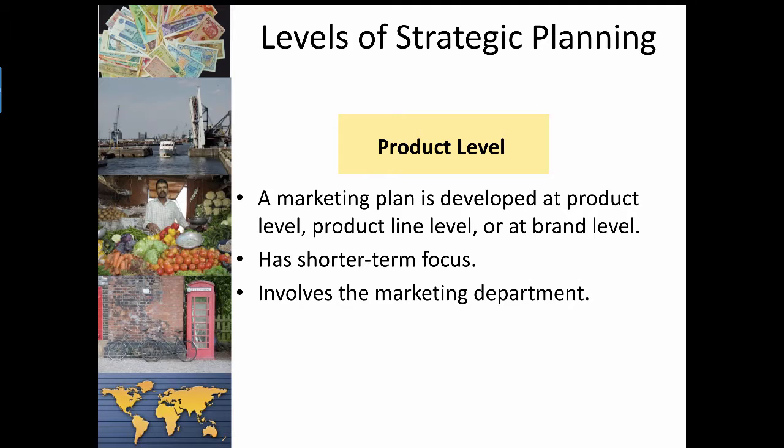When we talk about strategic planning at the product level, we're talking about developing a marketing plan. It's developed at the product level, product line level, or at the brand level. Typically, a marketing plan has a shorter term focus. It might be 1 to 3 years, again, depending on the industry and type of product. It usually involves the entire marketing department, or maybe not the entire marketing department, but the people who are responsible for a given brand or product line.